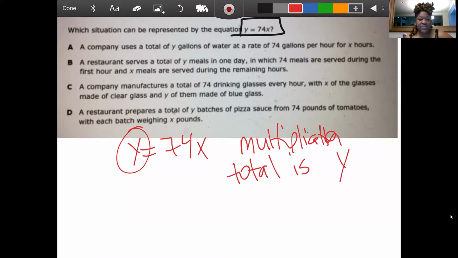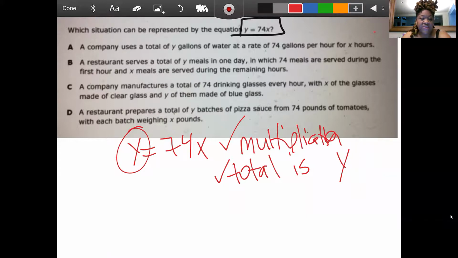Okay? So now you're going to read each word problem. I really need you guys to try these, okay? Don't just give up. Okay? So A, B, C, and D, read them. And see if your operation matches and the totals match. Okay? If they don't, either one of those don't, cross it off and move on. All right? So I'll give you an example.